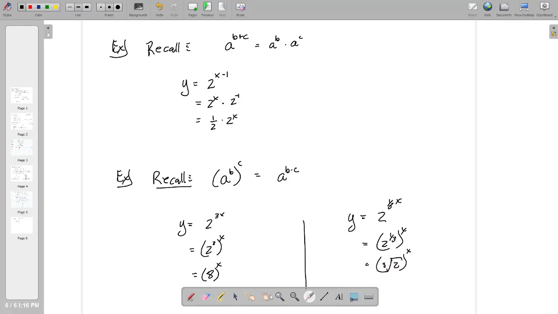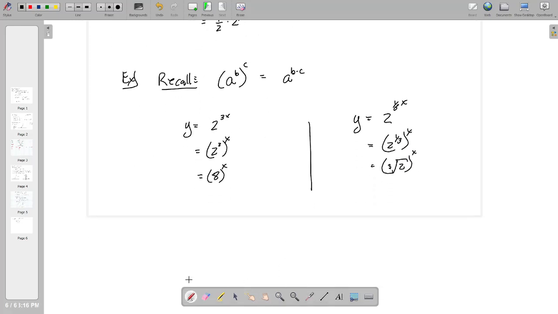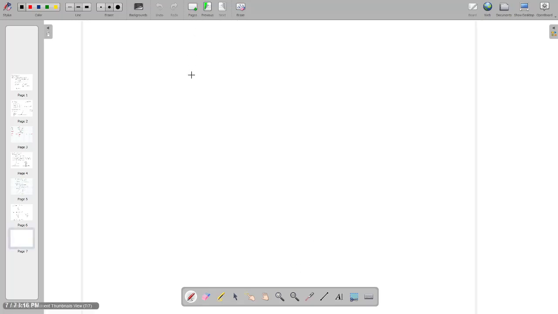Now these are interesting properties that come up with exponentials. I want you to try a problem now. Graph f of x is equal to 3 to the x minus 2 minus 1. And the next thing I'm going to talk about is compound interest.